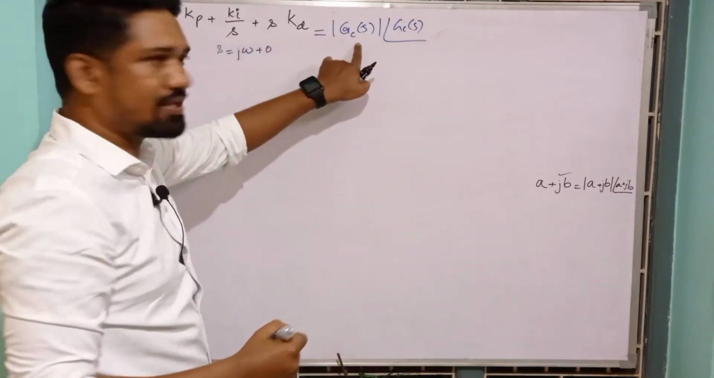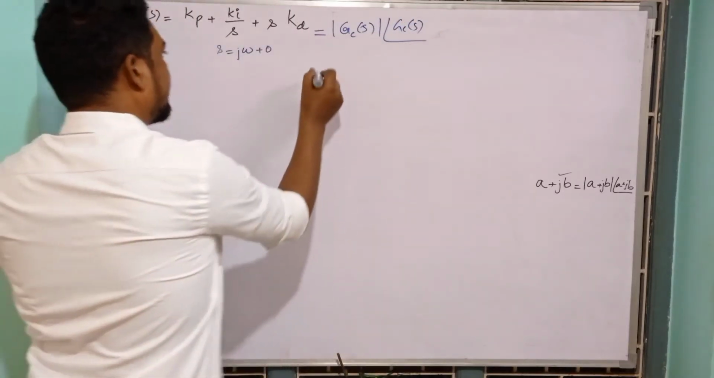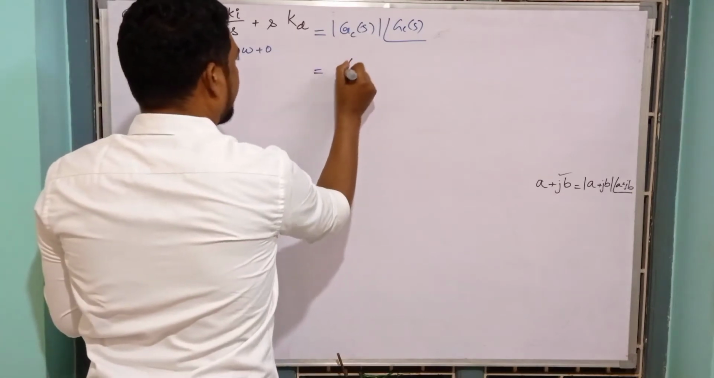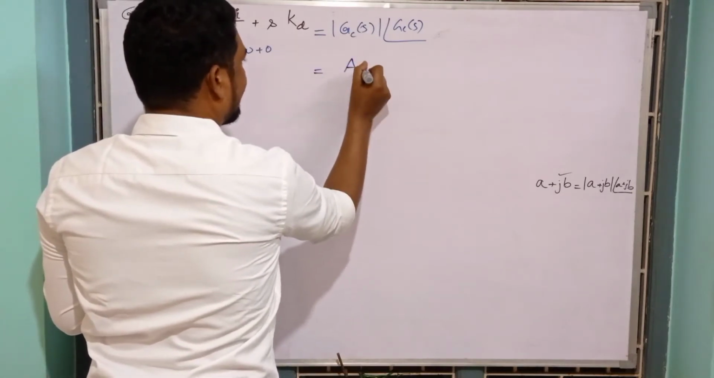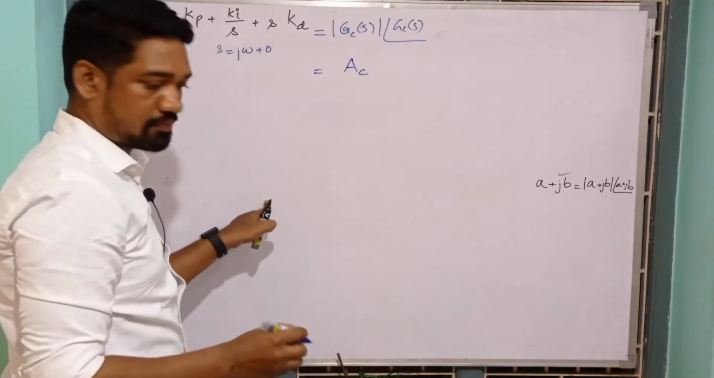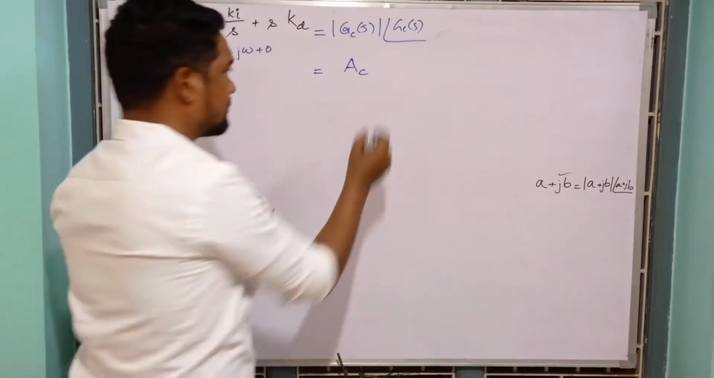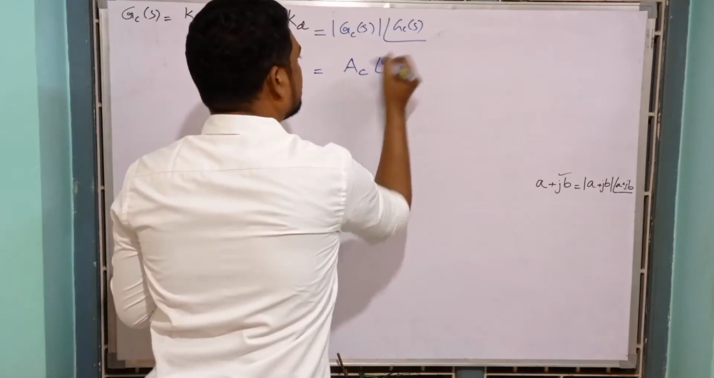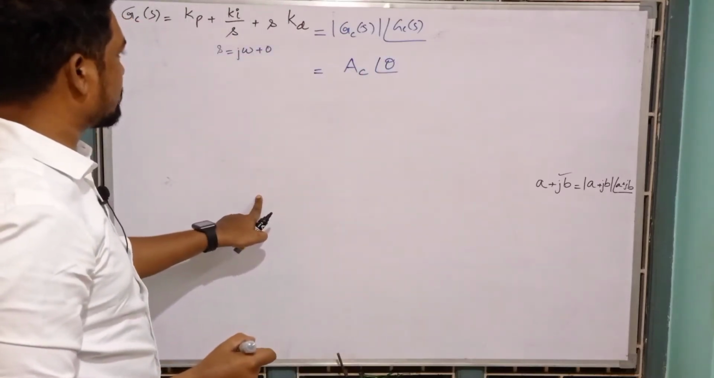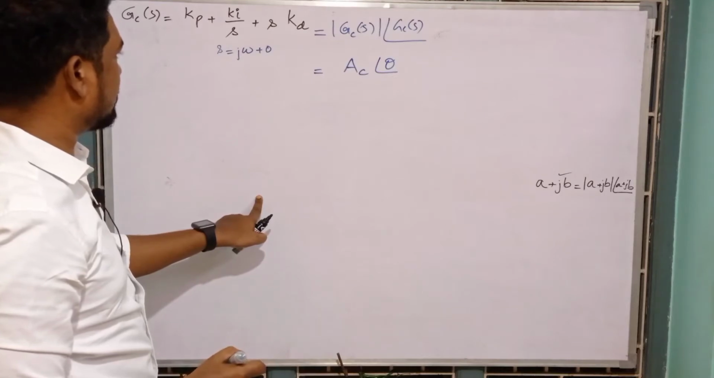Guys, magnitude always could be represented with A, isn't it? That's always magnitude A, and more precisely Ac, suffix c, for compensation. And on the other hand, the angle of Gc of s, let that be angle theta. So guys, this is the conversion.